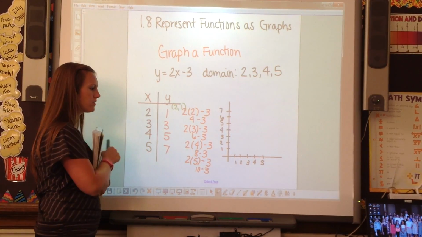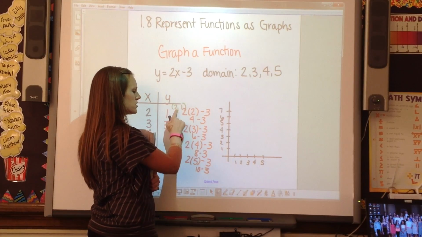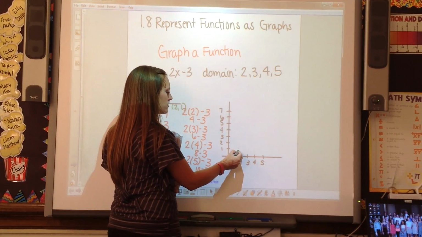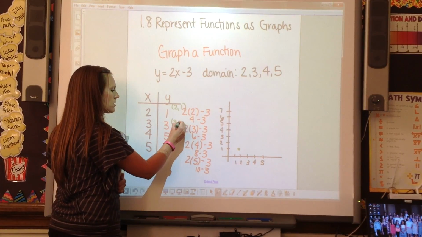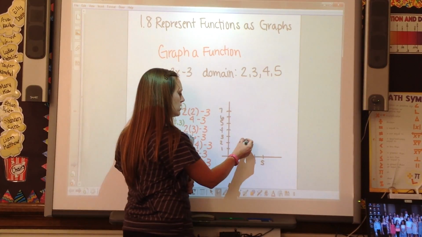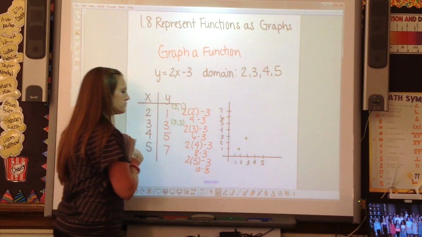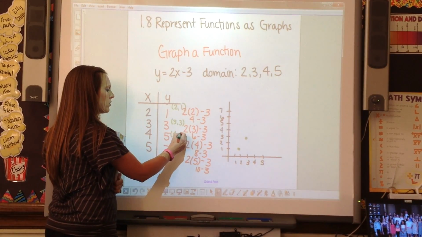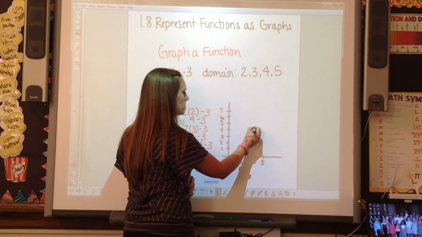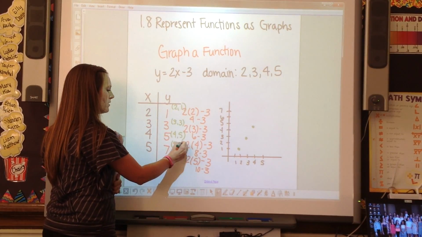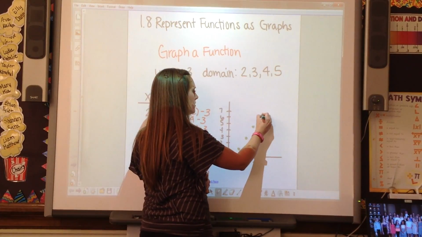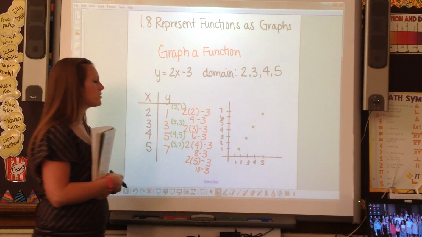So that's what you're thinking of these. Start at the origin, the first number tells you to go to the right, the second number tells you to go up. 2, 1. This is the ordered pair 3, 3. Then I have 4, 5. And 5, 7. We just graphed a function.